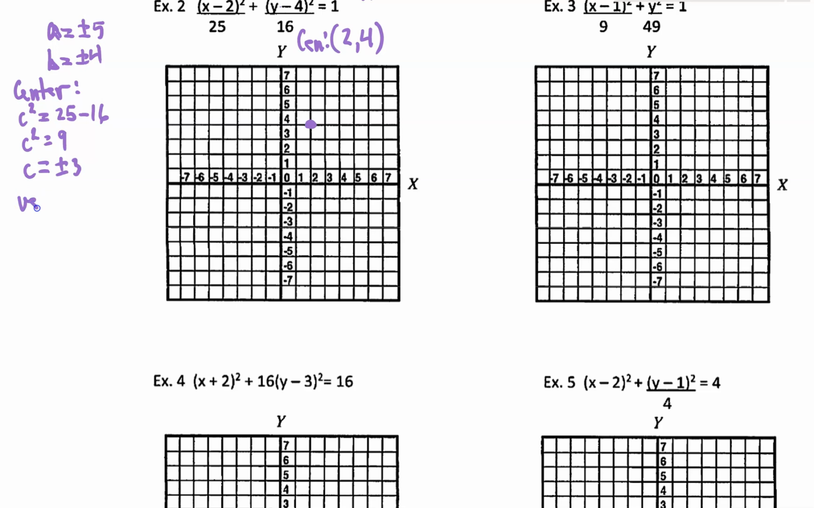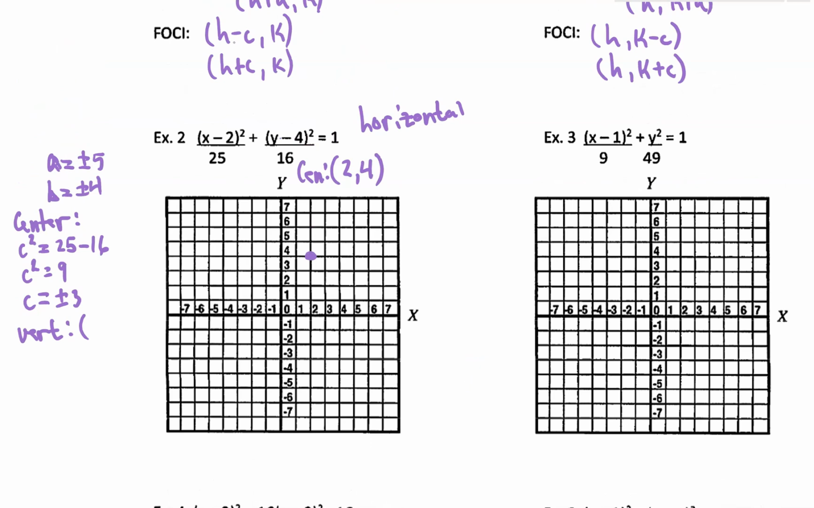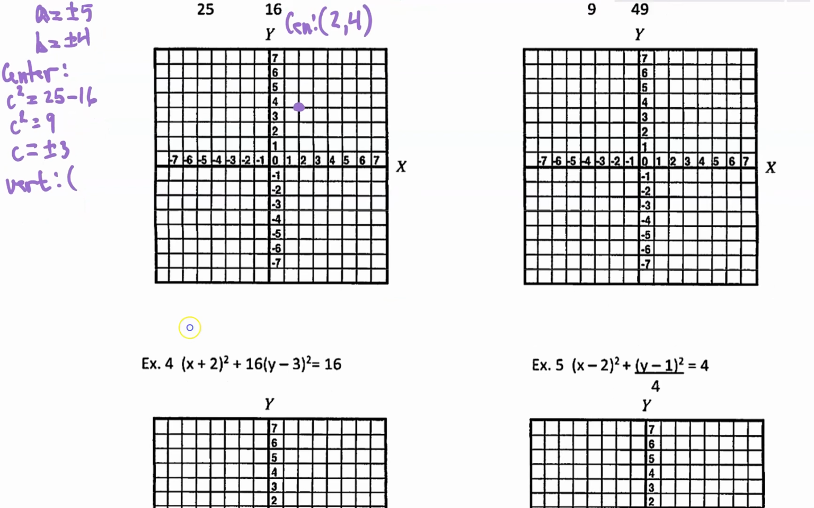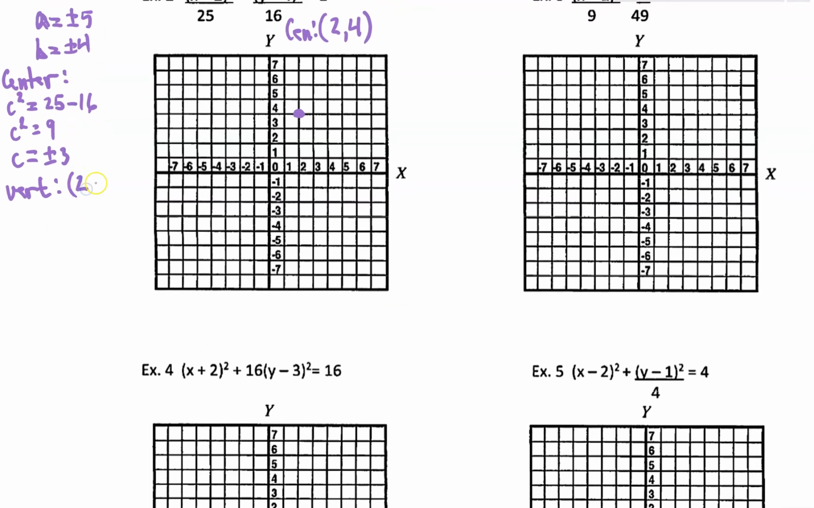Well, I need to find the vertices. And the vertices are going to be, in this case, we have to adjust our h by subtracting and adding. So for our h value, we're going to have 2 minus 5 and a k value of 4. And we're going to have 2 plus 5, k value of 4. So 2 minus 5, that's negative 3. 1, 2, 3, 4, 5. That's right here. And 2 plus 5 is 1, 2, 3, 4, 5. That's right out here. And then that's for our vertices.